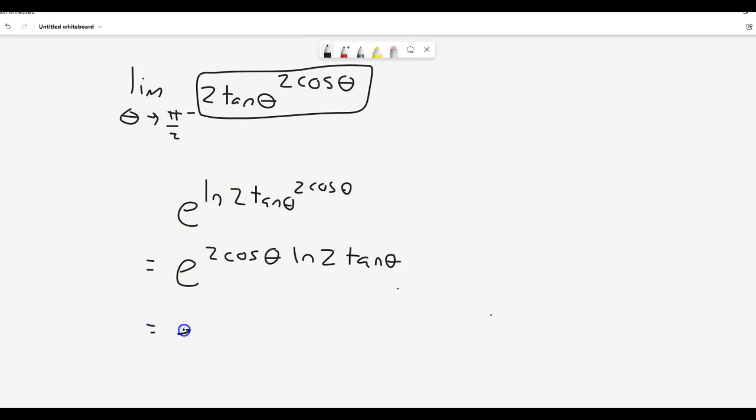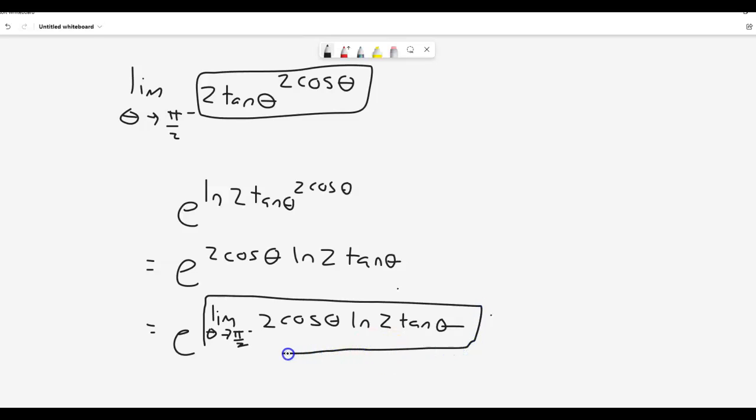So this thing is really going to be equal to e, and then we're going to put the limit up here of theta approaches pi over 2 from the left of this function here: 2 cosine of theta times the natural log of 2 tangent of theta. And now we're really just going to be working on this limit right here. When we get that limit, then if we get a finite value, we'll replace the exponent here with it and apply e to that exponent.